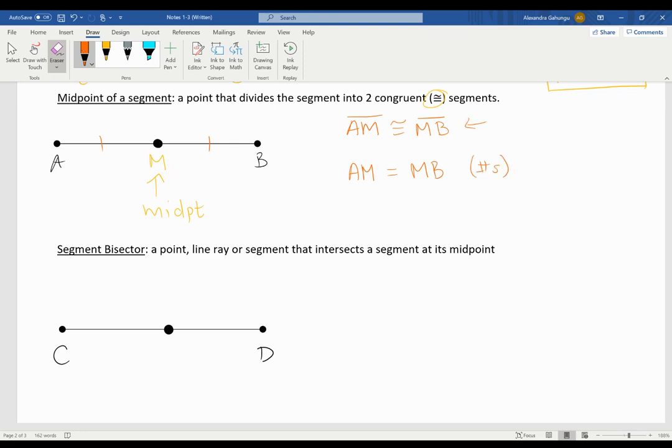And here we're talking about congruence. So just that the symbols match.